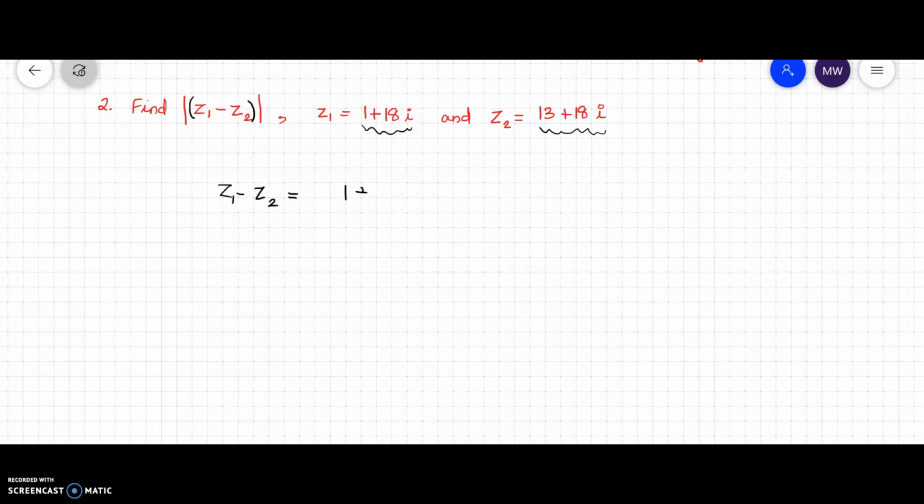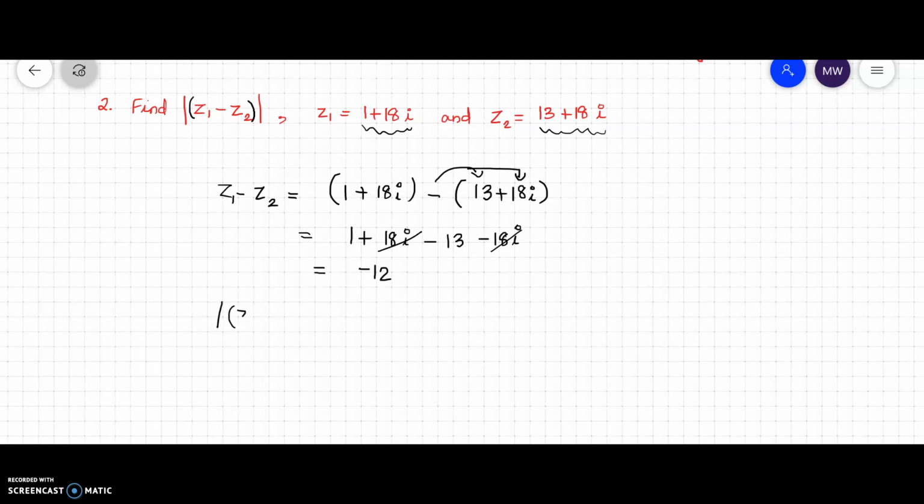So z1 is 1 plus 18i, and z1 minus z2 is that minus 13 plus 18i. All you have to do is distribute the negative sign inside the parentheses. So you get 1 plus 18i minus 13 minus 18i. When you combine the real numbers, 1 minus 13 is negative 12. Then combining the imaginary parts, positive 18 minus 18 is 0. They just cancel each other, so you only have a real part.